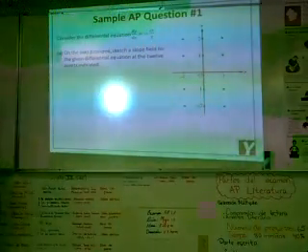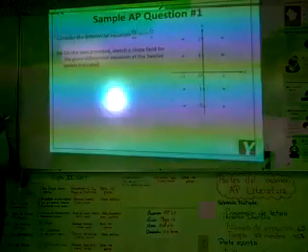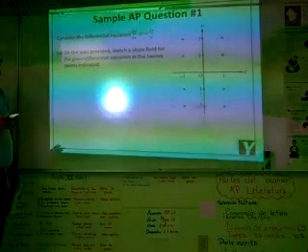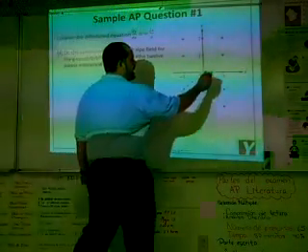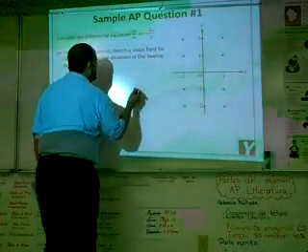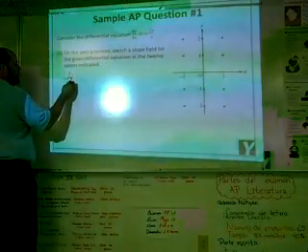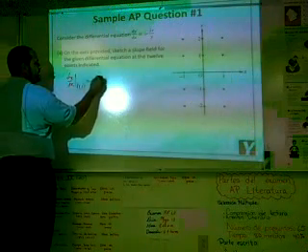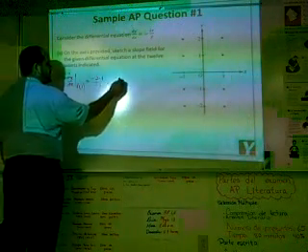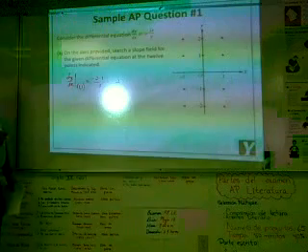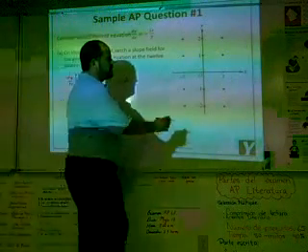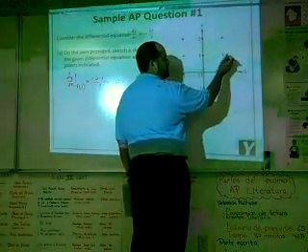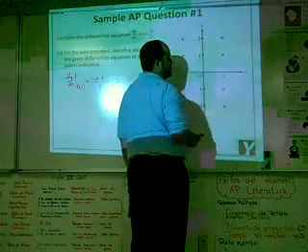Part A, on the axis provided, sketch a slope field for the given differential equation at the 12 points indicated. So if I am at the point 1, 1, if I evaluate my derivative at 1, 1, I'm going to get -2 times 1 over 1. My slope of my tangent line is -2. I'm going to go over to the point 1, 1. I'm going to draw in a tangent line with a slope of -2.